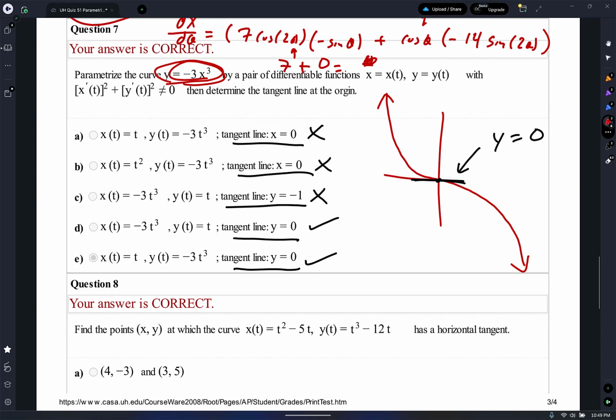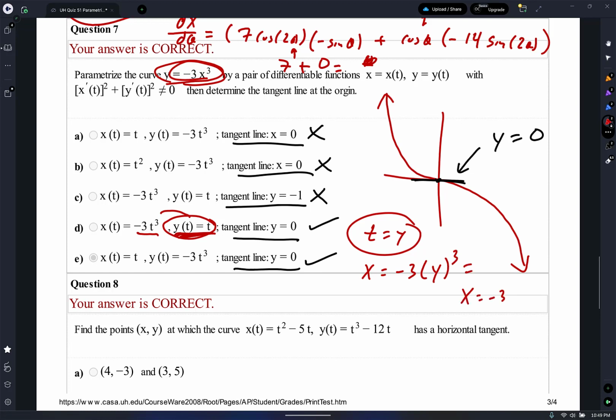So notice that they tell you that y equals t. If I plug this expression in there, they're telling you that t equals y. So then you substitute that into the expression they give you. So x equals negative 3 parentheses, and instead of a t, I'm going to put a y to the third. Notice x equals negative 3y cubed. That's not the equation they give you, guys. They give you negative 3x cubed. So it can't be that one. It has to be this one.